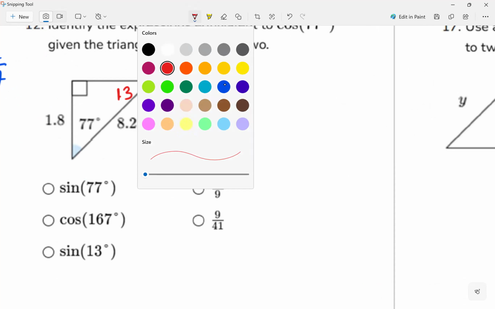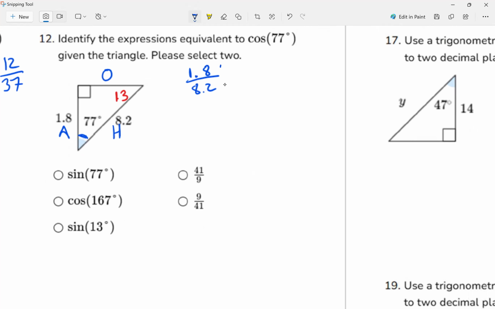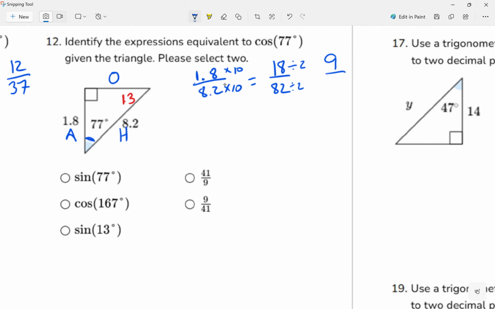So now, cosine of 77. So from 77, if this is my 77, I know this is the hypotenuse because it's the biggest side of the three. And this right here is my adjacent because this other side will be my opposite. And I know cosine of 77 is 1.8 over 8.2, because it's adjacent over hypotenuse. I don't see that as a choice. So let me multiply each by 10. So it gives me 18 over 82. Just for me to get rid of the fractions, let me divide each by 2. 18 divided by 2 is 9. 82 divided by 2 is 41. See, is that one of my choices? Yep, 9 over 41 is right here.